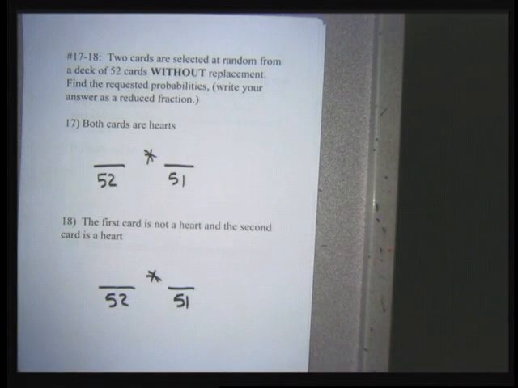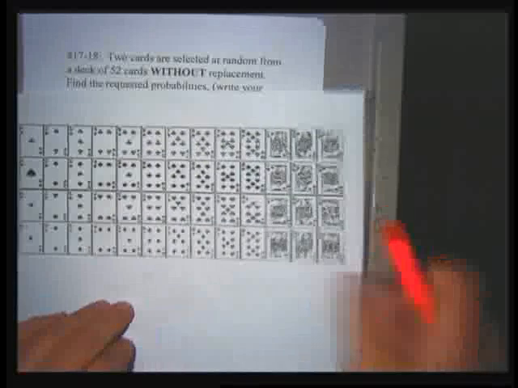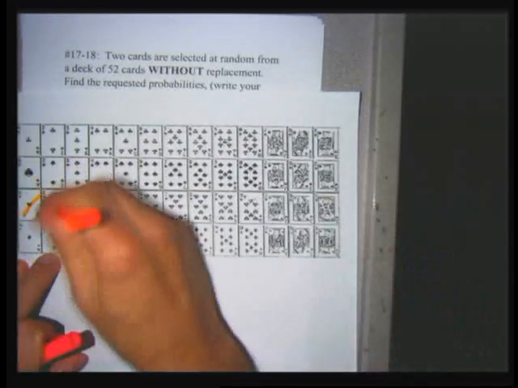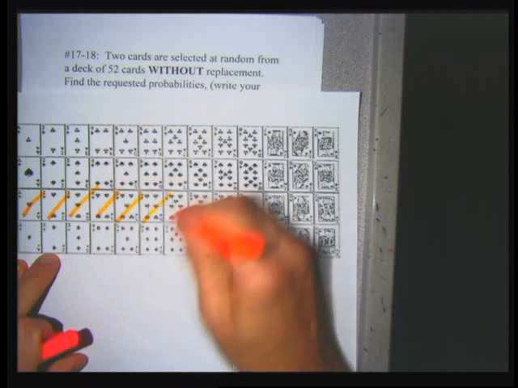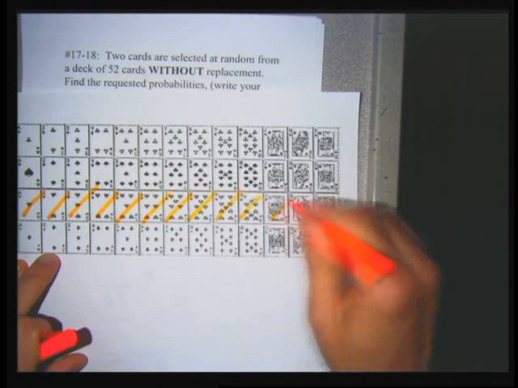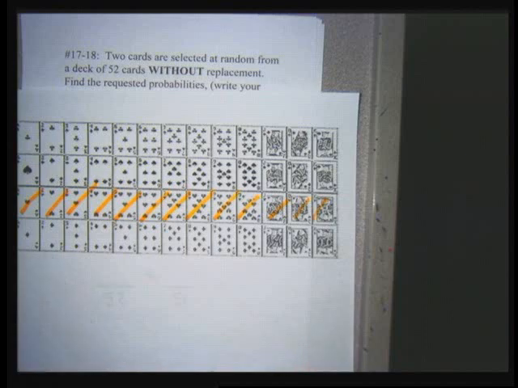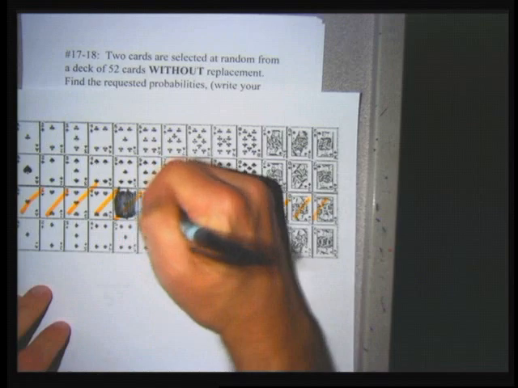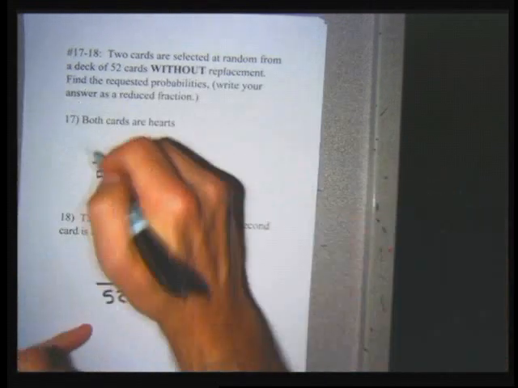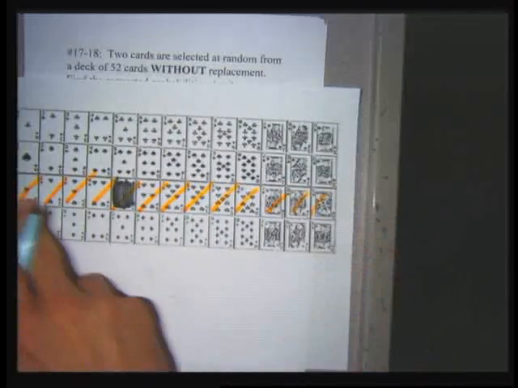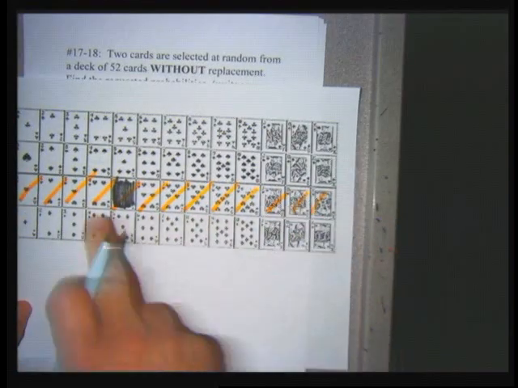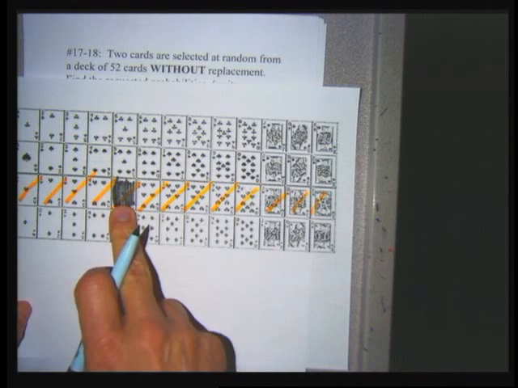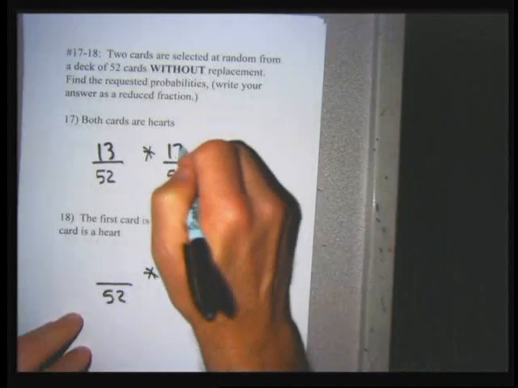For 17, the first card and the second card both need to be hearts. So for 17, the first numerator is going to be 13 because there's 13 hearts in a deck of cards. I have to assume that I picked one of those hearts. It doesn't matter which one I assume is picked, but I just have to cancel out one of them. And then when I go to pick my second card, one of the hearts is already gone, so there's only 12 hearts left. There were 13 hearts to start with. I removed one of the hearts. For the second probability, there's only 12 hearts left.